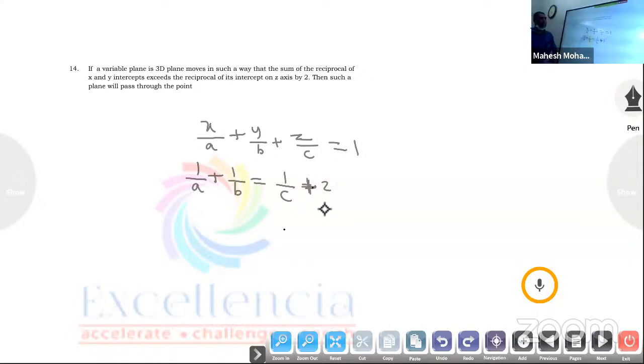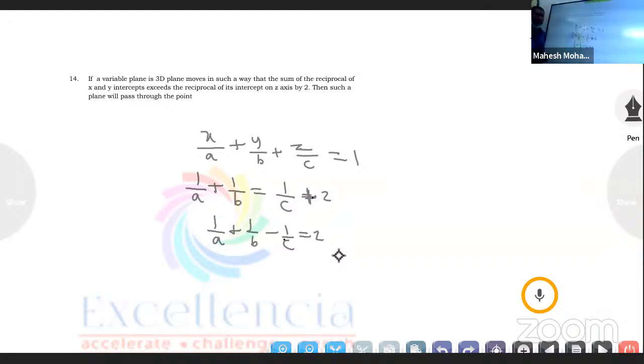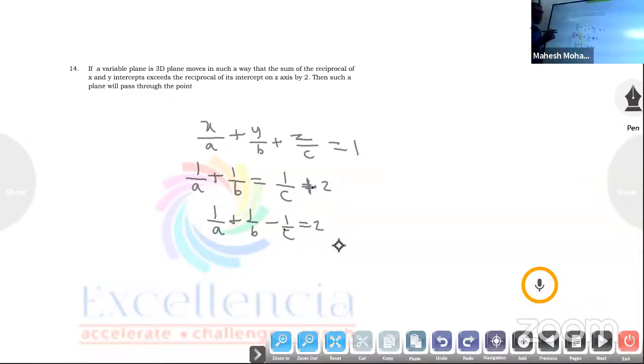Now they are asking, it passes through a fixed point. Very simple thing. Bring 1 by c this side. 1 by a plus 1 by b minus 1 by c is equal to 2. You should compare both. I said no need to compare. Right side 1 is there. Make this also 1. How to make it 1? Divide by 2. So you get 1 by 2 by a plus 1 by 2 by b plus minus 1 by 2 by c is equal to 1. Shouldn't it be x by a plus y by b plus z by c is equal to 1?